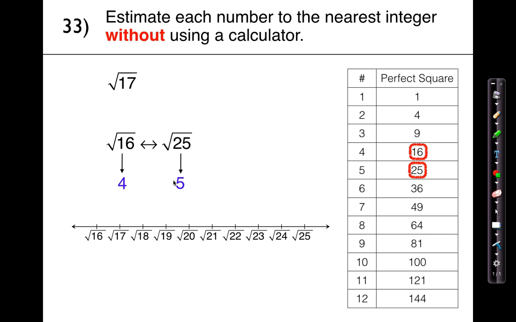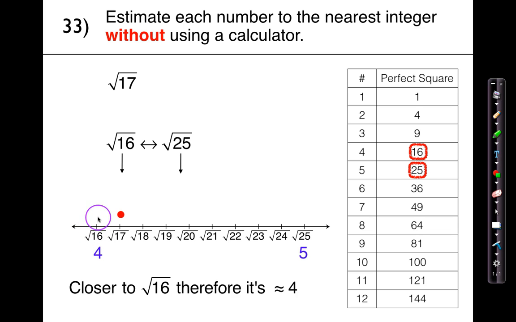So real quick, I'm just going to illustrate this on a number line. Square root of 16 is 4. Square root of 25 is 5. So putting that into place, you'll see here the square root of 17 is definitely closer to 4. And because it's closer to the square root of 16, I'm going to go ahead and say that it's approximately 4. So please make sure you're using that symbol.